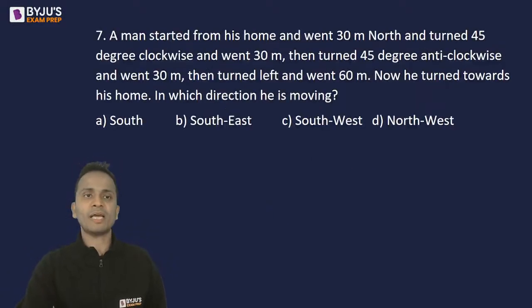Let's move on and look at question number 7, based on direction sense. A man started from his home and went 30 meters north and turned 45 degrees clockwise and went 30 meters. Then turned 45 degrees anti-clockwise and went 30 meters. Then turned left and went 60 meters. Now he turned towards his home. In which direction is he moving?